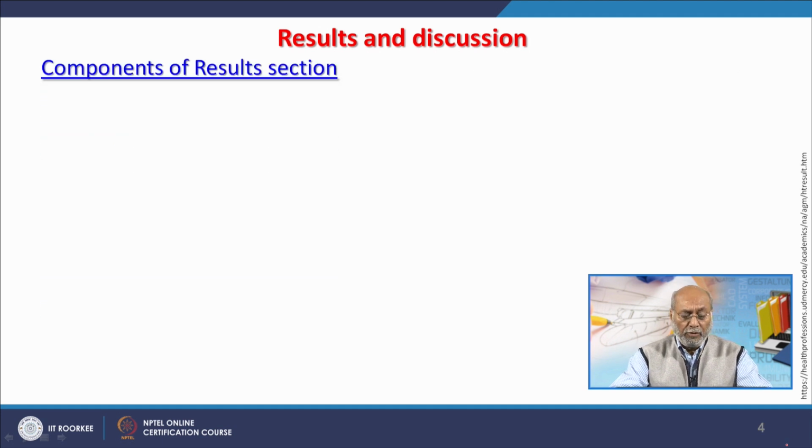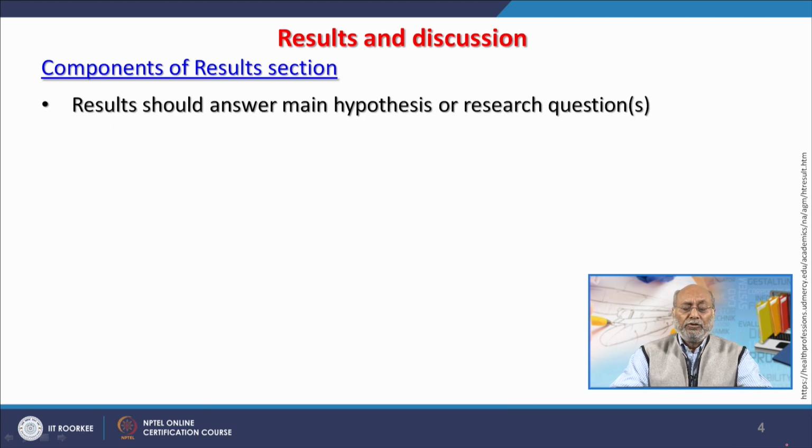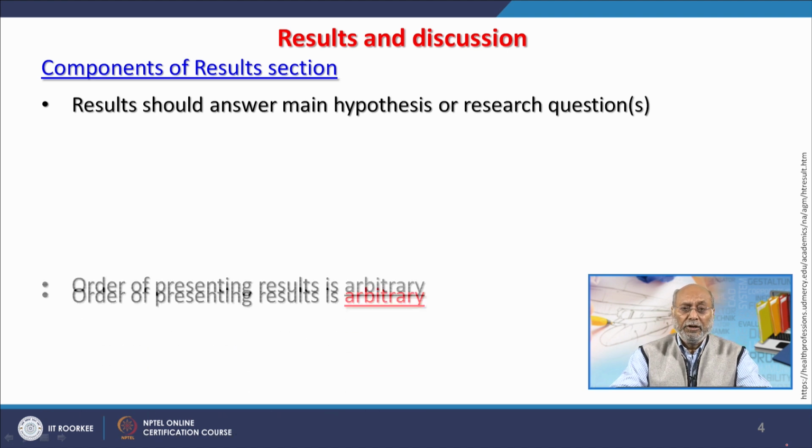So, let us go into the detail of the results section, and here we will be discussing different components of it. The first one is that the results should answer the main hypothesis or research questions, or rather all the objectives which we set. In case of a project, we propose that these are my objectives. In case of a PhD also, we state that these are my objectives or hypothesis, and then after the data analysis methodology, how I could achieve those. So, one is to try to answer or support those objectives.